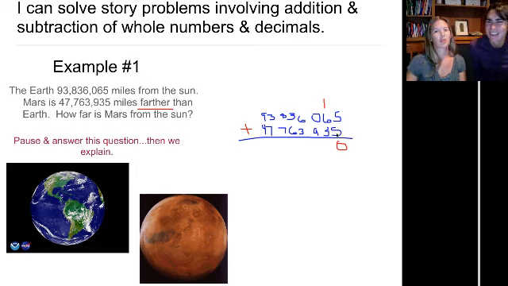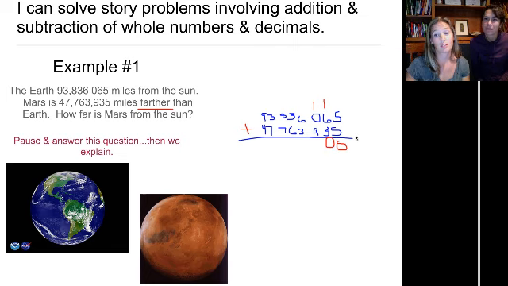5 plus 5 is 10, so I have a new group. Now I have to add up my tens column. So 6 plus 1 is 7. 7 plus 3 is, again, 10. So now I have a new group again. This is a 0. 9 plus 0 plus 1 is 10 again.